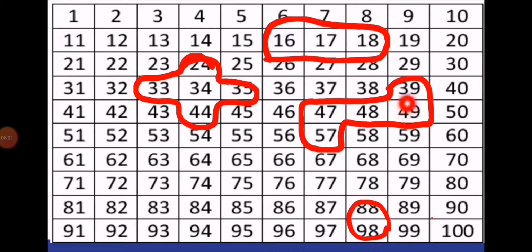Now look at the pattern. 39, then down 49. Again downward. It means it is increasing by 10. Then 49, 48, 47. It's moving from right to left, so we are subtracting 1 each time here. Then again it's going down from 47 to 57. As it is moving downward, it is increased by 10. So we will color this pattern in golden color.